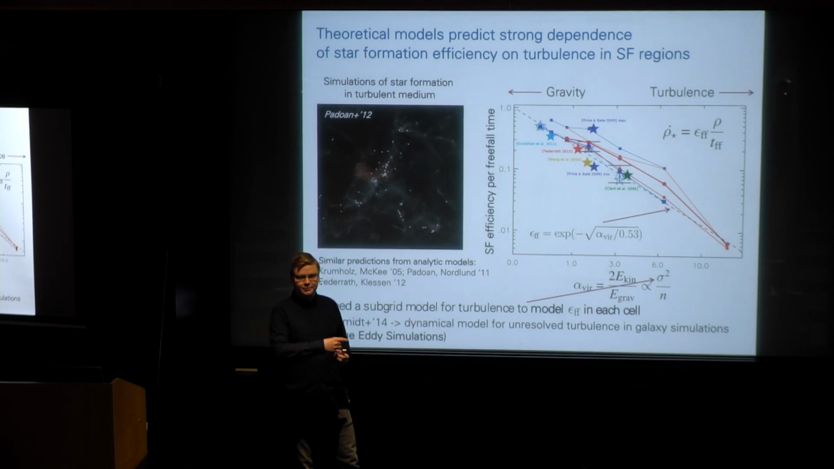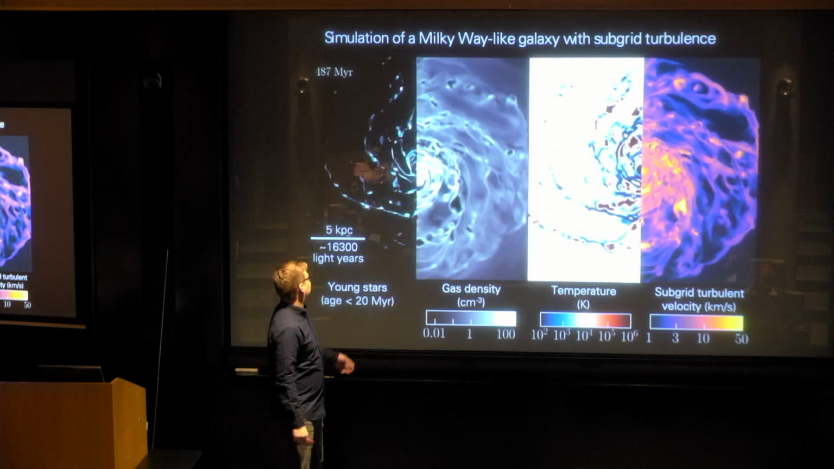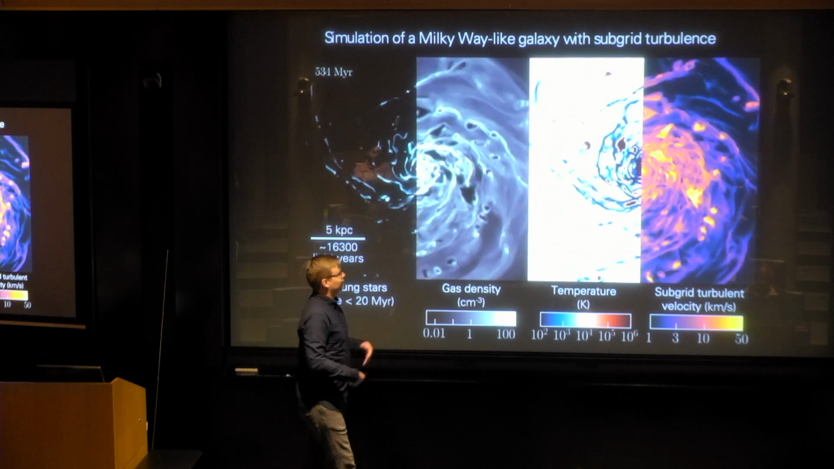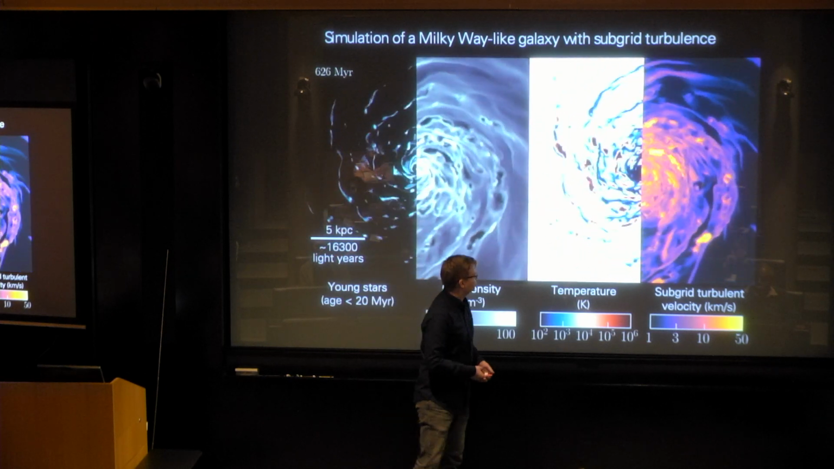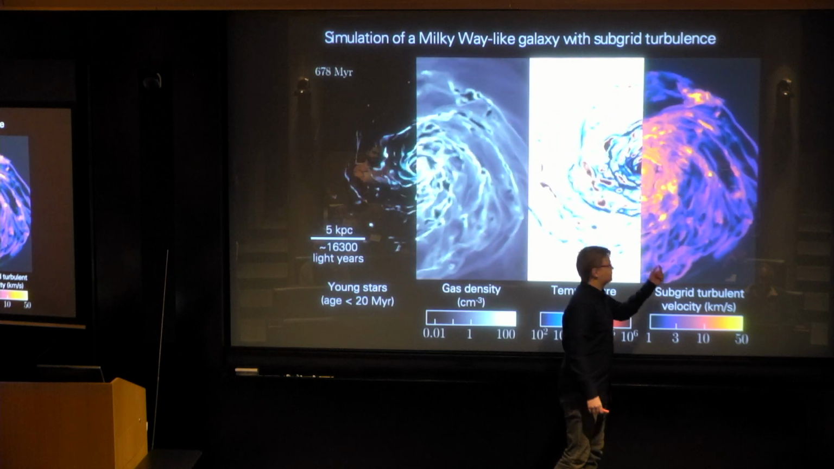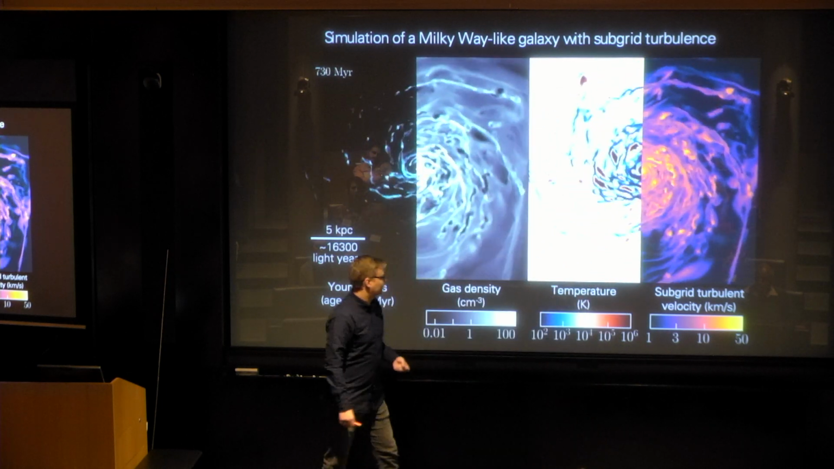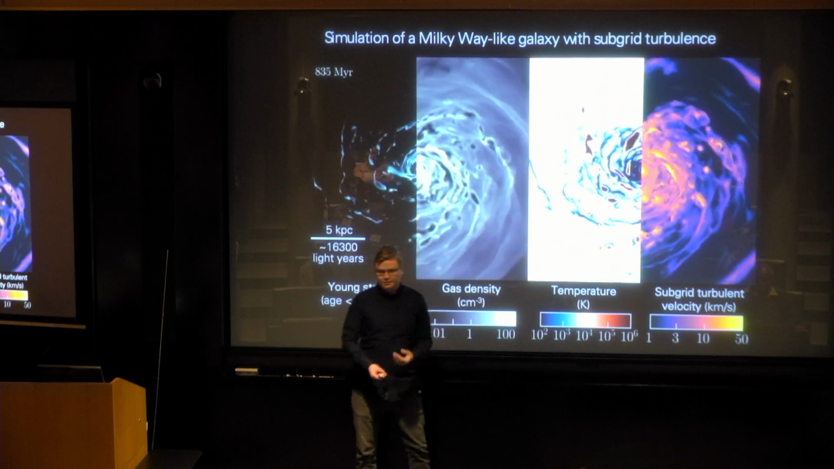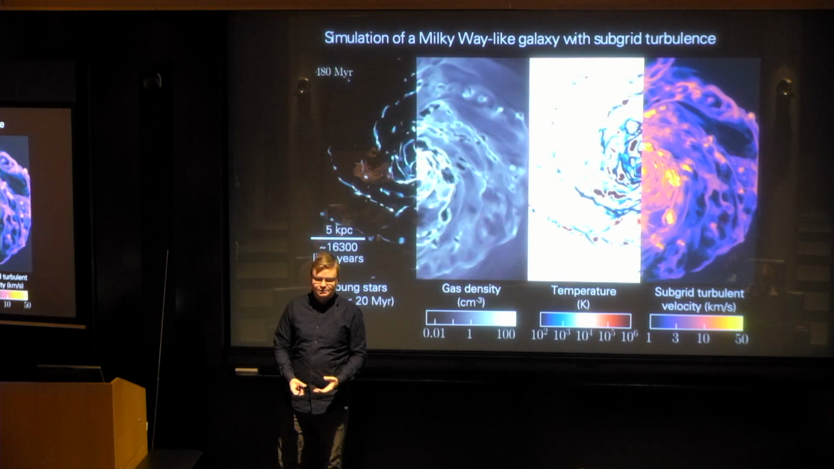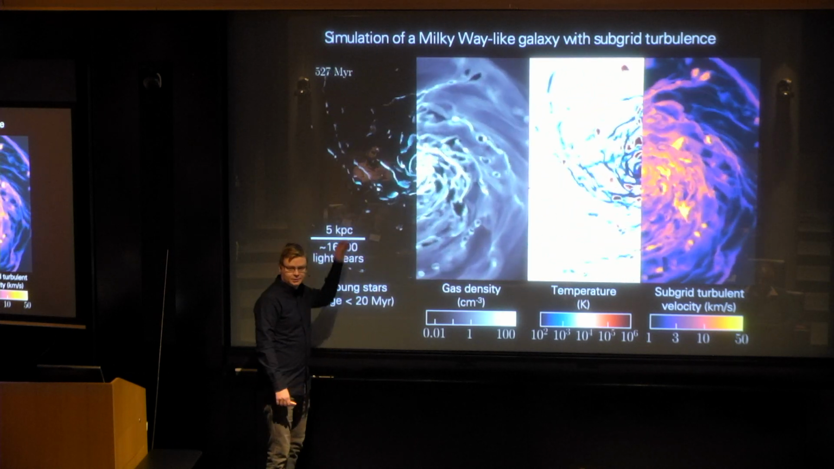And the terms which describe the relation between resolved and unresolved scales can be calibrated in direct, high-resolution simulations of turbulence. So this is the result we get if we model a galaxy like ours using this subgrid model for turbulence, and this is the prediction for turbulent velocity in each resolution element. Now we can combine this information with the gas density and temperature to figure out the virial parameter on unresolved scales, and use it to model stars in the galaxy.